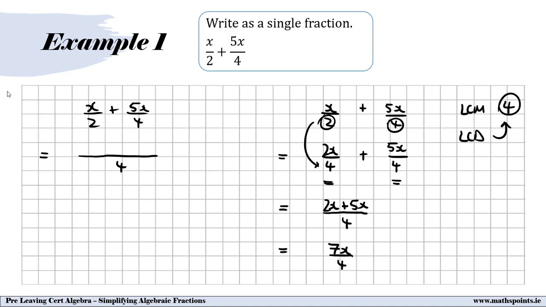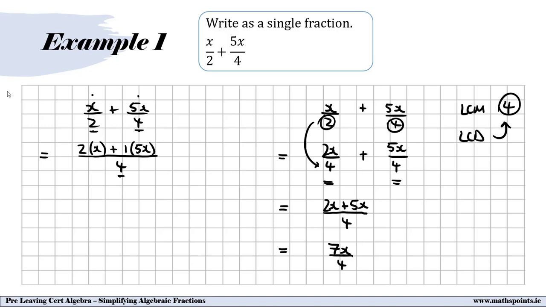What I'm going to do for the top of this single fraction, the numerator, is divide each of the denominators of the individual fractions into the lowest common denominator 4. And then I'm going to multiply the number I get by the numerators of the 2 fractions. So let's see how that works. We're going to divide 2 into 4, which goes 2 times, and then I'm going to multiply that 2 by the x that's already the numerator of our first fraction. Plus, then I'm going to divide 4 into 4, which goes 1 time, and I'm going to multiply that by the numerator of the second fraction, which is 5x.